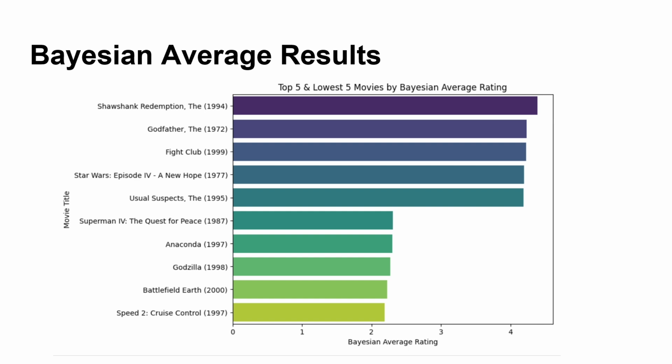After applying Bayesian average to the entire dataset, we can see in the graph the highest rated movies like The Shawshank Redemption, The Godfather, Fight Club top the list. These films make sense and it actually aligned with our expectations. The lowest rated movies like Speed 2, Cruise Control, Battlefield Earth, and Godzilla are among the lowest, and those are really bad movies.